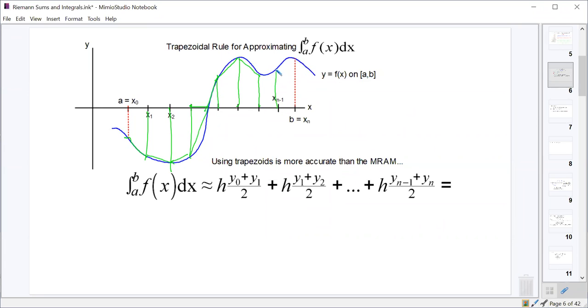We will connect the heights at each of the endpoints to make a bunch of little trapezoids standing not on their bases, but standing on one of the other ends of them. And so our trapezoidal rule, which is generally more accurate than the midpoint rectangular and definitely more accurate than the left and the right rectangular approximations, can be found by just finding the area of each of those trapezoids.